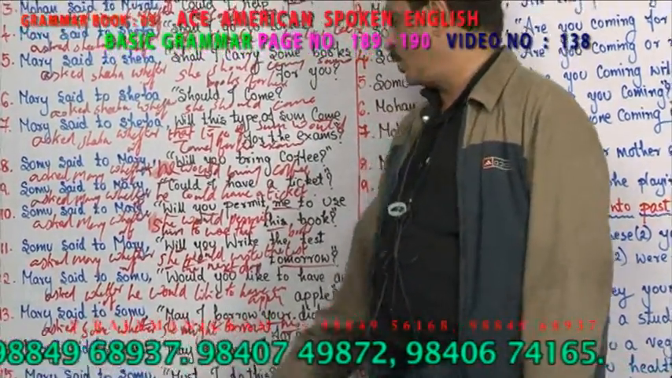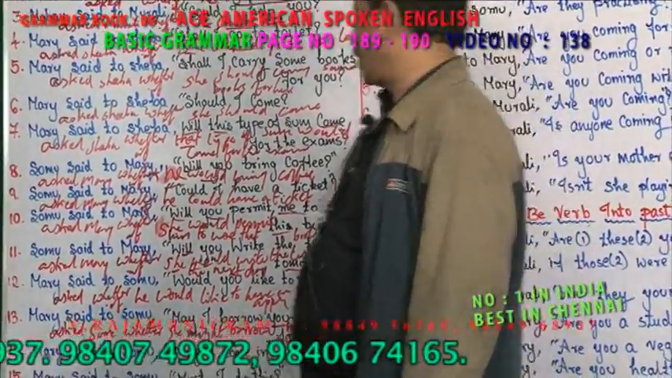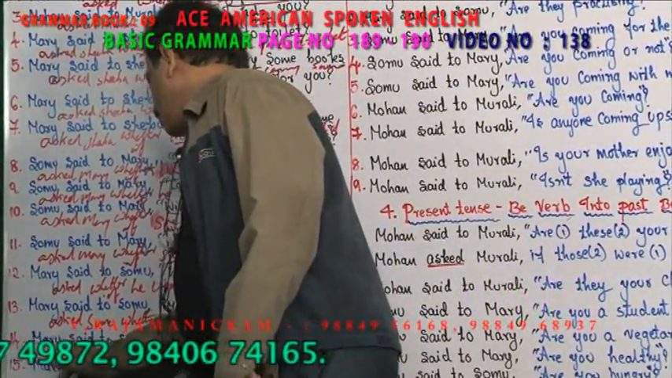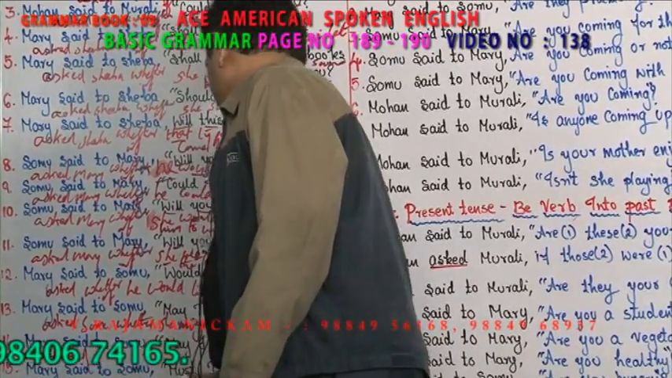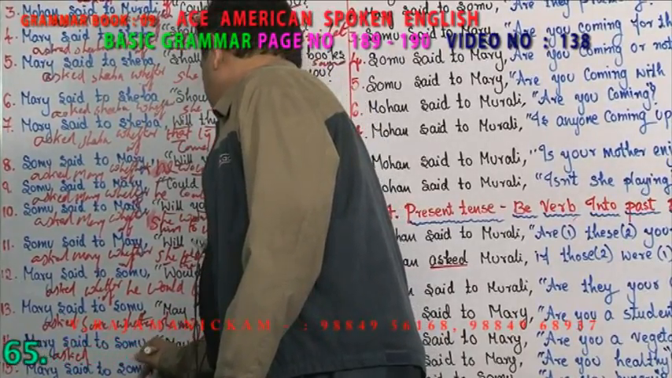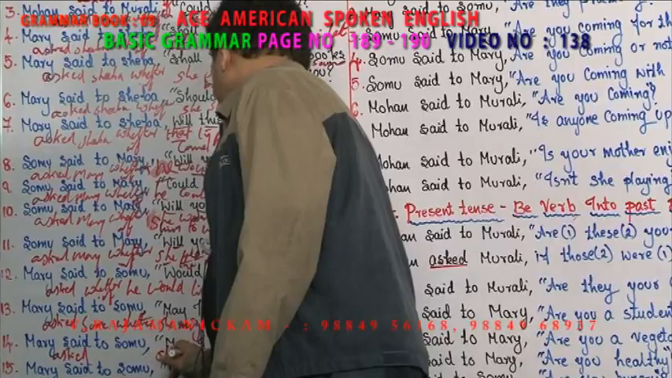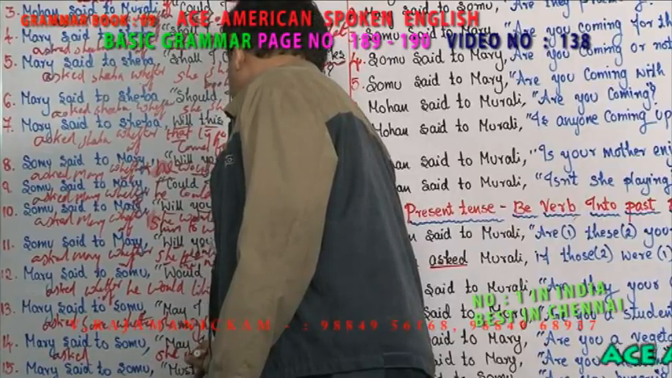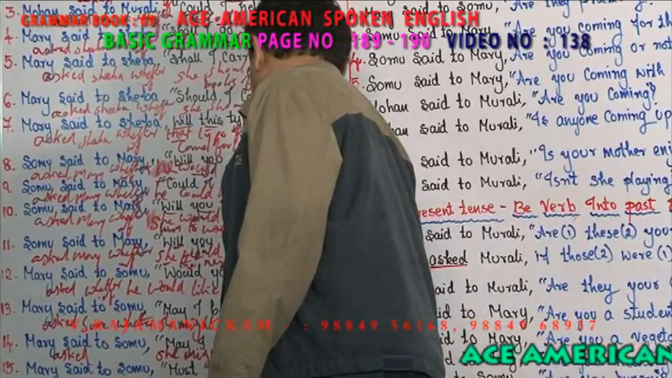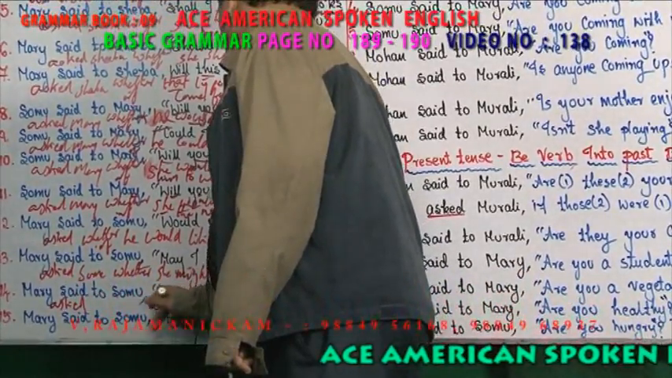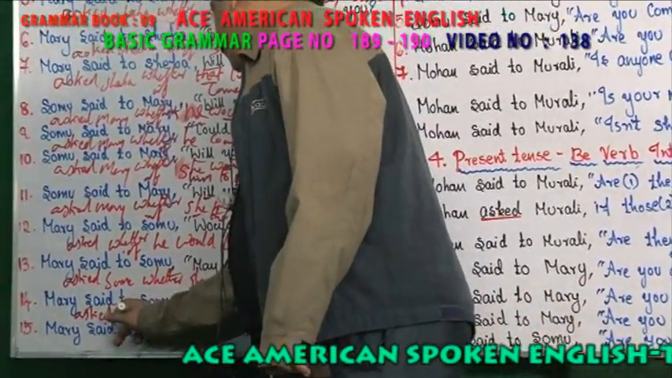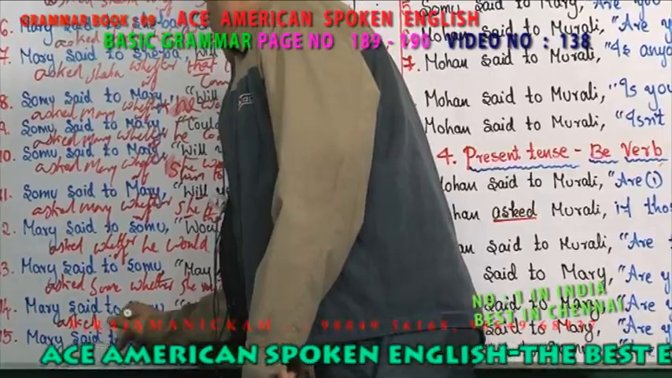Mary said to Somu, "May I come in?" How does it change? Mary asked Somu whether she might come in. May I come in changes into she might come in, right? Because I use she. So, you are connecting with whether or if, right?